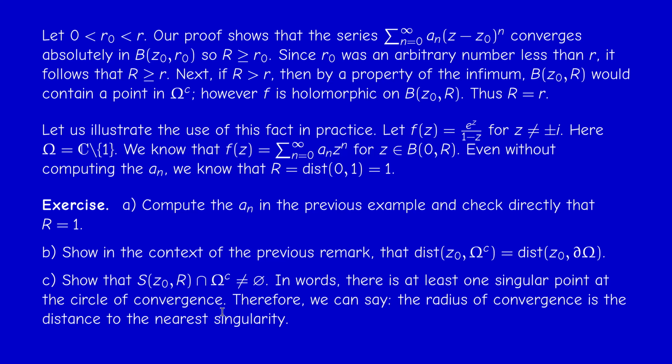Therefore, we can say that the radius of convergence is the distance from Z0 to the nearest singularity. This result is more precise than the previous result, because the previous result just says distance from Z0 to omega C, but here I'm saying that the distance is achieved. This is not trivial actually, because omega C is not necessarily compact, and the boundary need not be compact as well. The distance from a point to a closed set need not be achieved, but in this case it is achieved. So the infimum is actually a minimum.